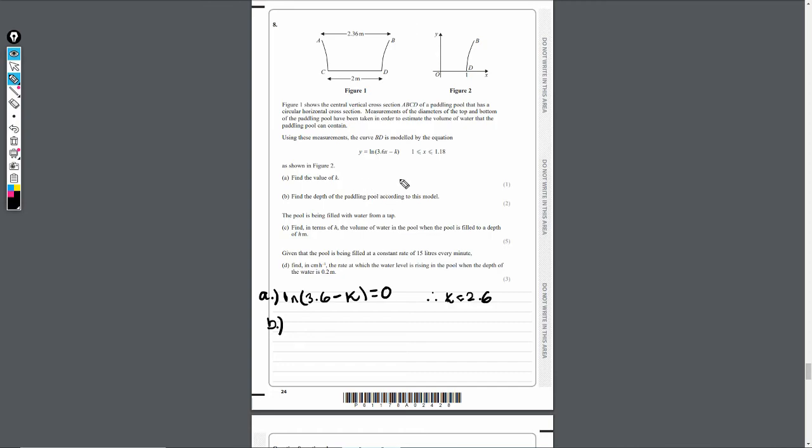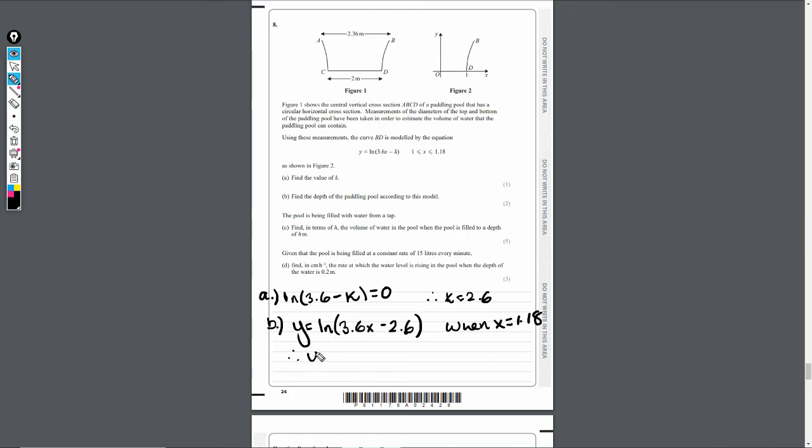Well, the depth will be when x is at its maximum, right? 1.18. So all I've got to do is sub 1.18 into my equation. And my new equation, don't forget, will be y equals ln of 3.6x, and where the k was, remember we've got a value now, we've got 2.6. So minus 2.6. Okay. And we want to know what happens when x is 1.18. Okay, so just subbing that in now.